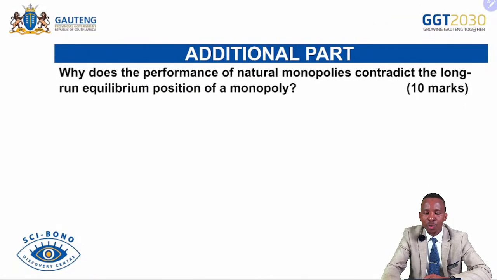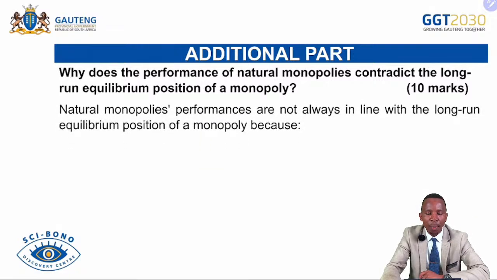How does the performance of natural monopolies contradict or deny the long-run equilibrium position for a monopoly? Remember natural monopolies in South Africa, that is 10 marks. So natural monopolies' performance is not always in line with the long-run equilibrium position for the monopoly. Because in the long run, we believe that the monopolist firm should be making economic profit because the firm becomes the only supplier of the unique product. The firm's product does not have any perfect substitute. The firm does not have any competitor within the market. It is the only supplier of this particular product.